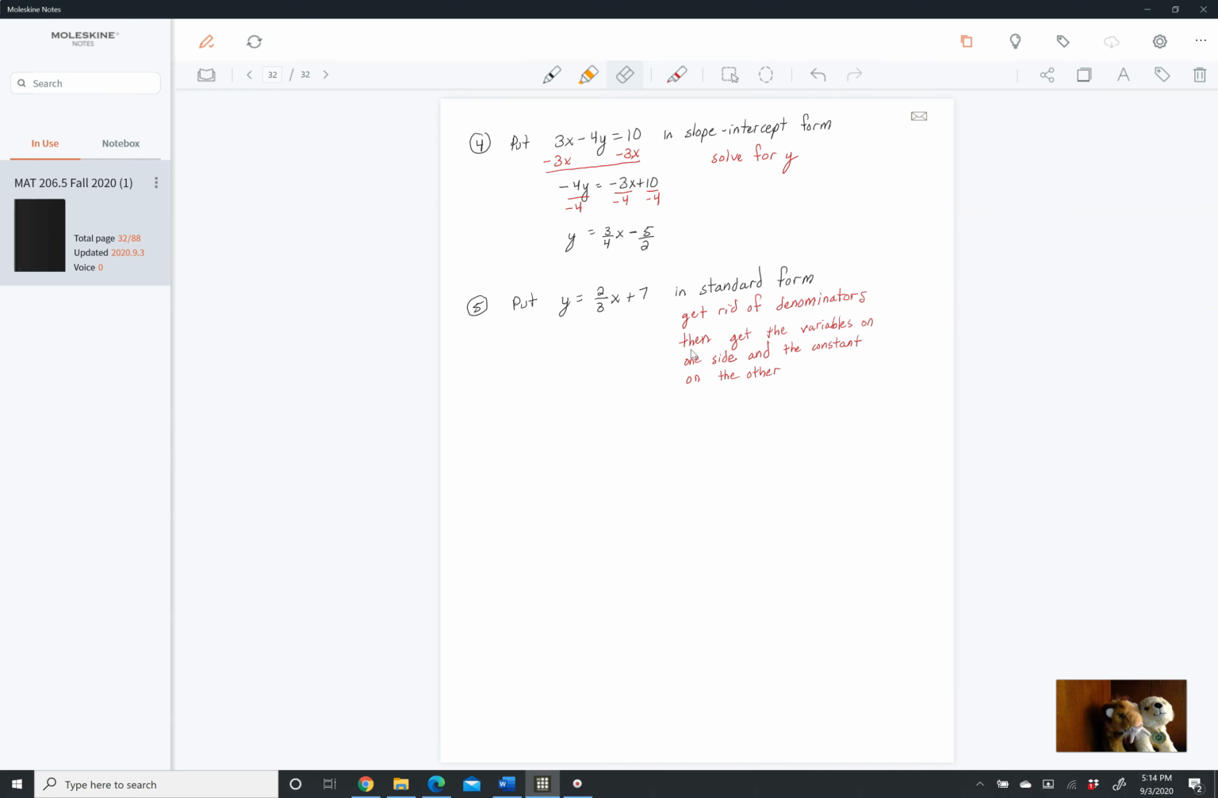I kind of feel like it's easier, particularly if there's more than one fraction, to get rid of the denominators first, but it's up to you when you do it, but it has to be done. Because we can't have a 2/3 x in standard form. That's not allowed. So we can multiply everything by 3. That's going to get rid of the denominator because we're going to get 6x over 3, which is just 2x.